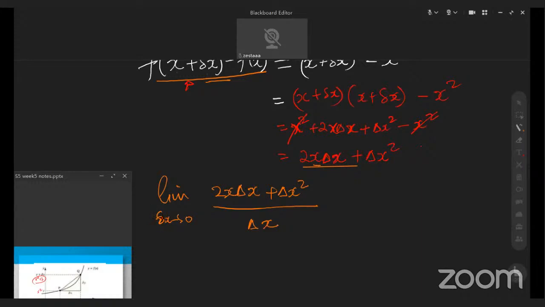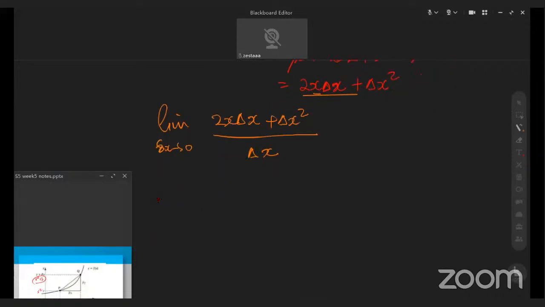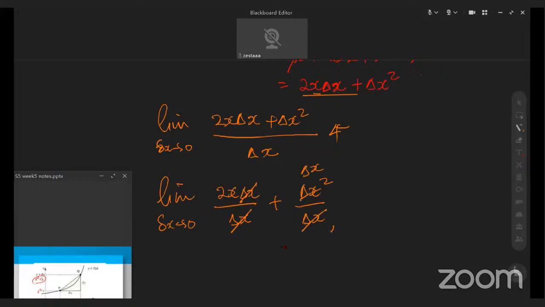Now, remember this one is tending towards zero, but we need to first put this in another form. Using the addition rule, this is the same as 2x change in x out of change in x, plus change in x squared out of change in x. We've separated this. When you add these two, you come up with the same thing. So here we cross out: this one goes with this other one, and this one will remain with the change in x alone.